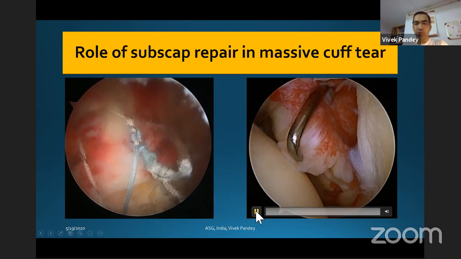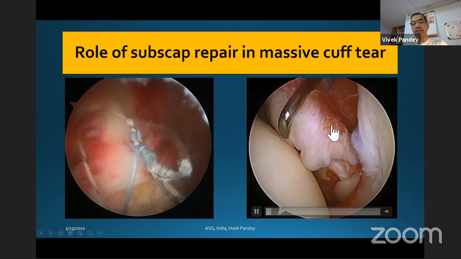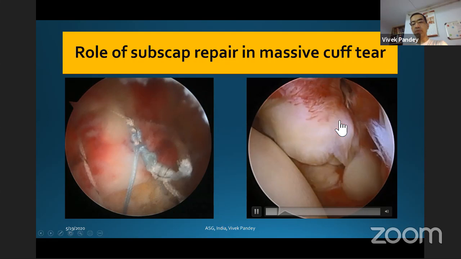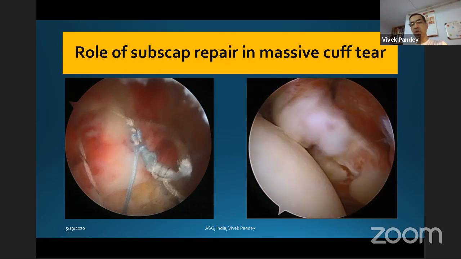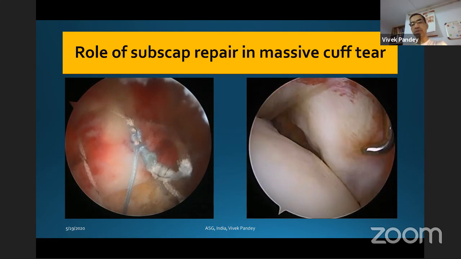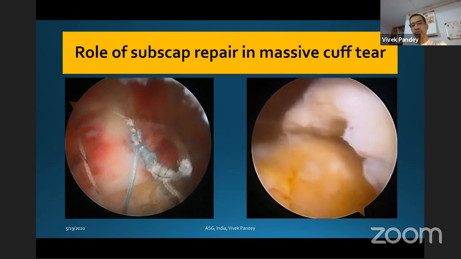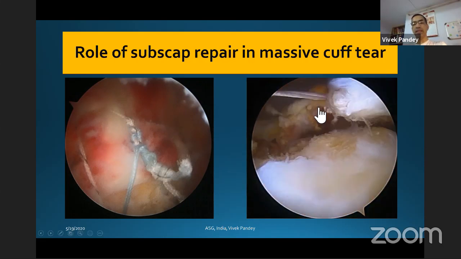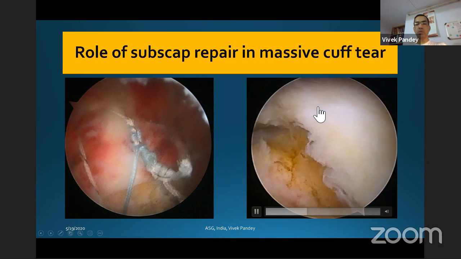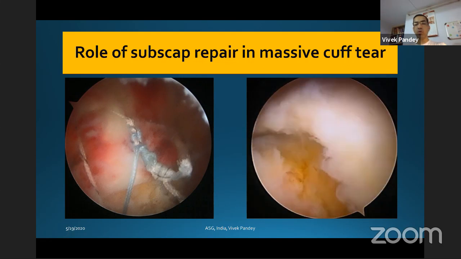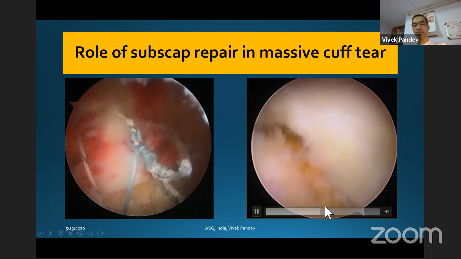Here is another simple video to show a left shoulder in lateral position. You can see it's badly torn, a retracted subscapularis, almost type 4. And this is what happens when you apply the traction suture. See, when you pull, how the supra comes back to the footprint. Look how easy it becomes.